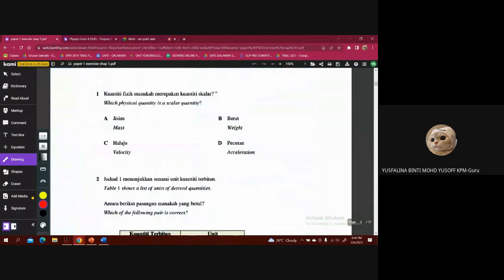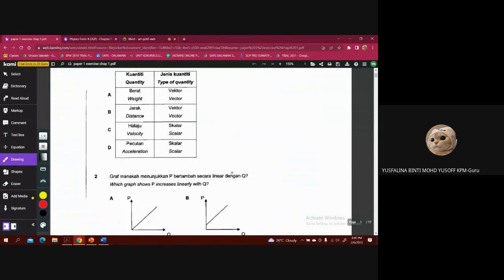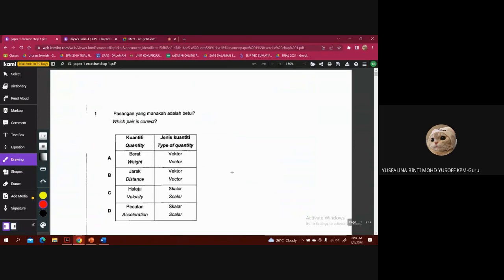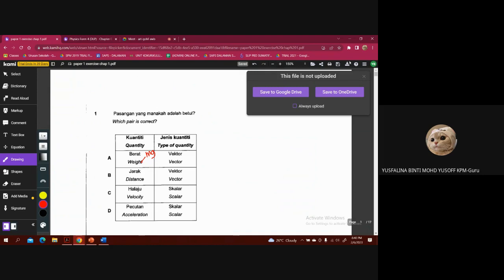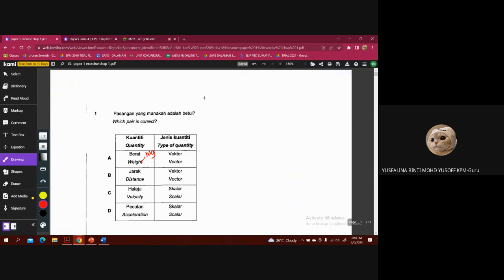So let's discuss the questions. The first question, they ask you which pair is correct, the quantity and the type of quantity. So weight is mg. And do you know what is meant by weight? Sometimes they ask you what it means. Weight is the gravitational force acting on the object. This is the meaning of weight.